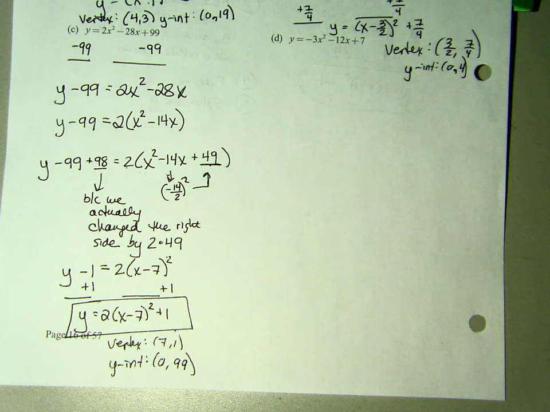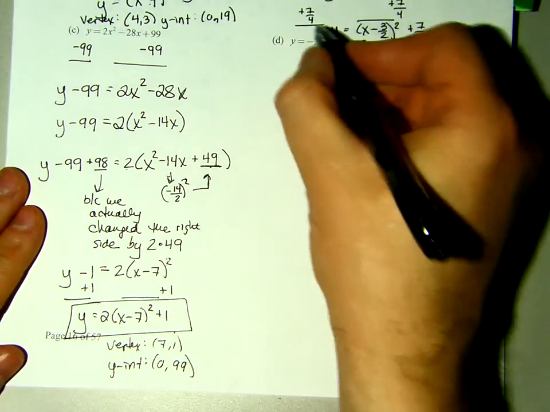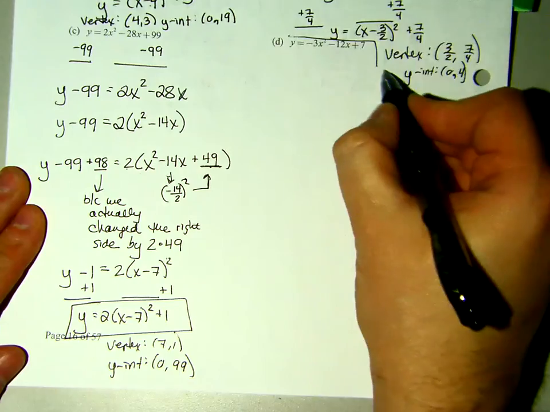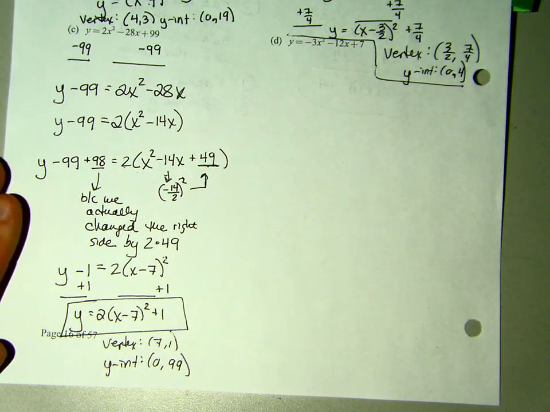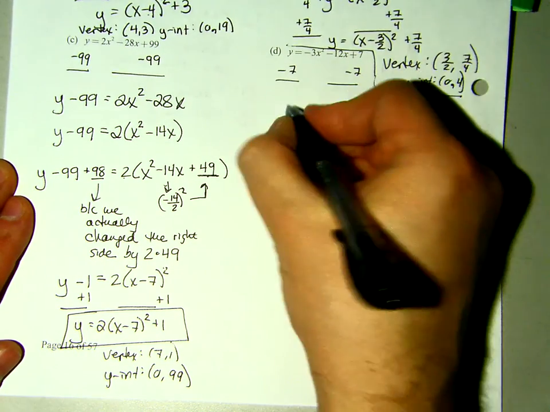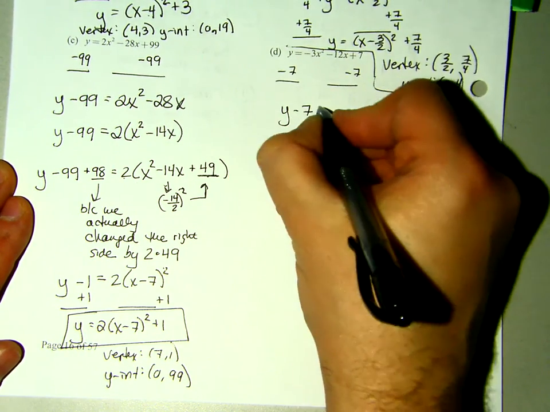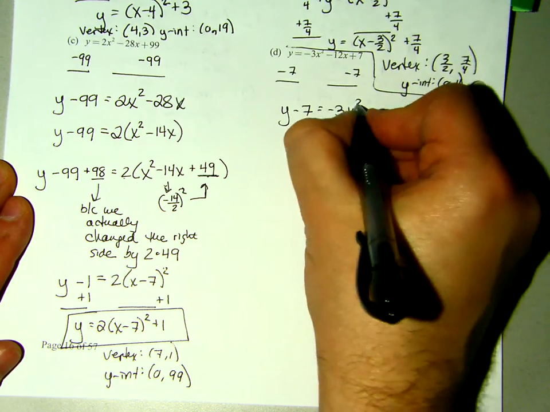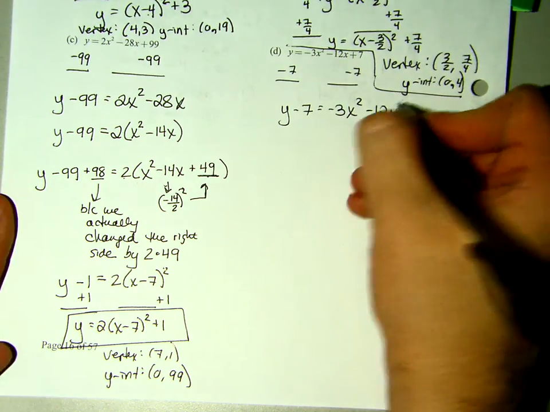I want to do 4 together. And then I'll give you one more to try on your own. In letter D, first step is easy. What's the first step in letter D? Subtract 7. That is no different than anything else we've been doing here. Y minus 7 equals negative 3x squared minus 12x.